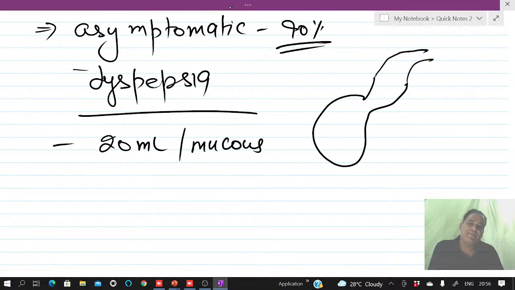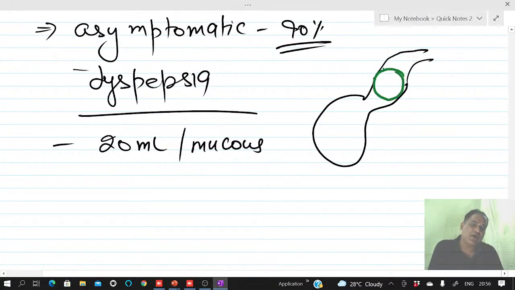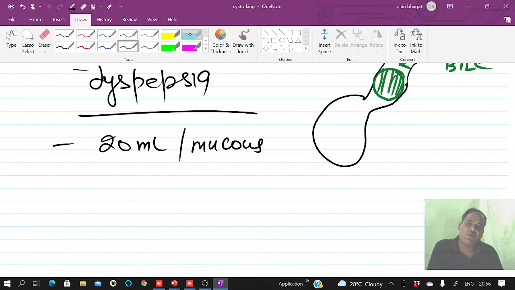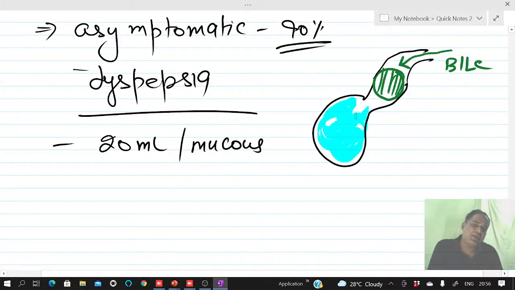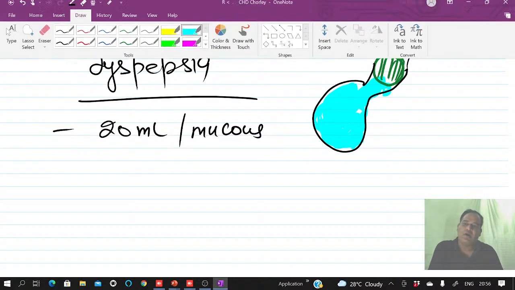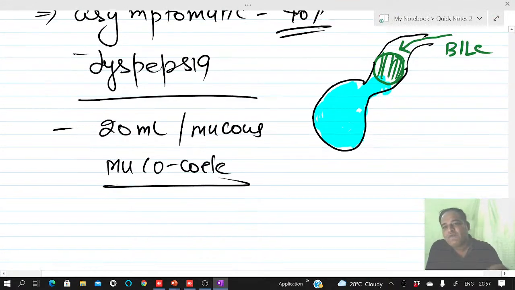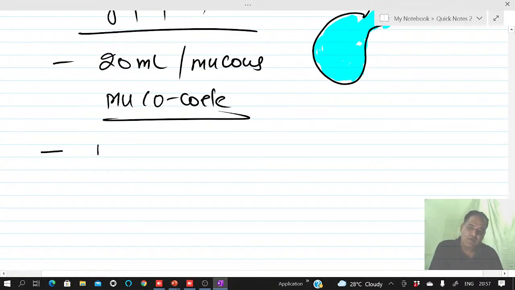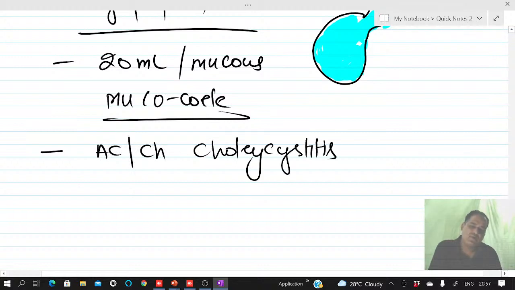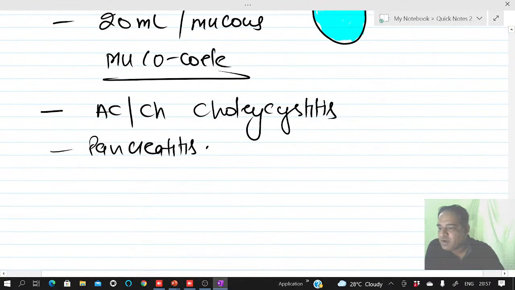Now, let's say there is a big stone which is stuck up in the cystic duct. That means the bile cannot enter the gallbladder now. What will happen? It will continue to secrete 20 ml of mucus per day. That means your patient can develop a condition which is called a mucocele. Then it can cause acute and chronic cholecystitis. This can also cause pancreatitis. We'll understand in the topic of pancreatitis.